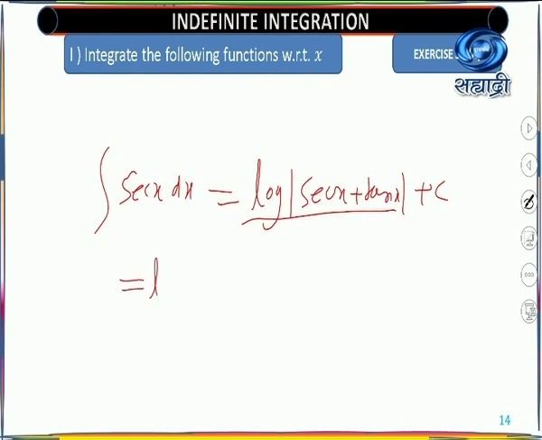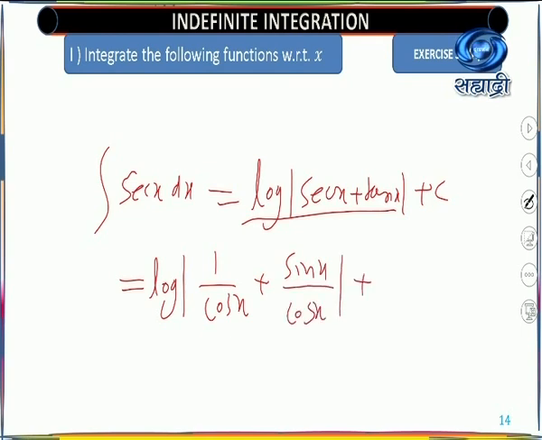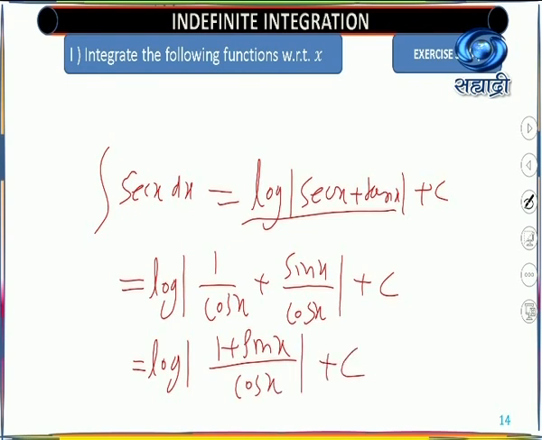So look at here, log of mod. What is sec? Sec is 1 upon cos plus sin x upon cos x. So sin x upon cos x plus constant of integration will keep as it is. As we are simplifying, we are carrying that constant of integration also. Log of, now look at here, this gives you 1 plus sin x upon cos x plus constant of integration.